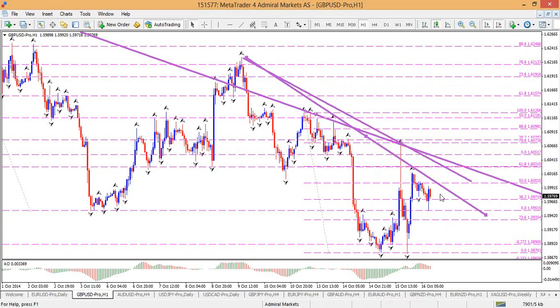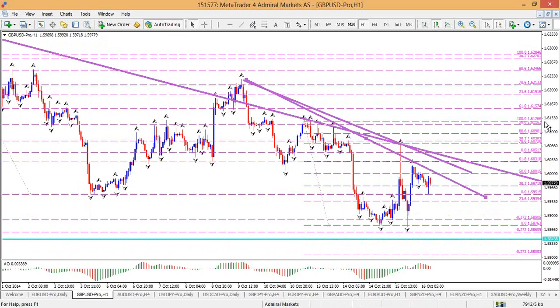So the trend seems down. But price is moving quite awkwardly, I thought, yesterday and in general. The pound is very corrective, very choppy. From a fib point of view, it's bearish, and it would still be okay to short.